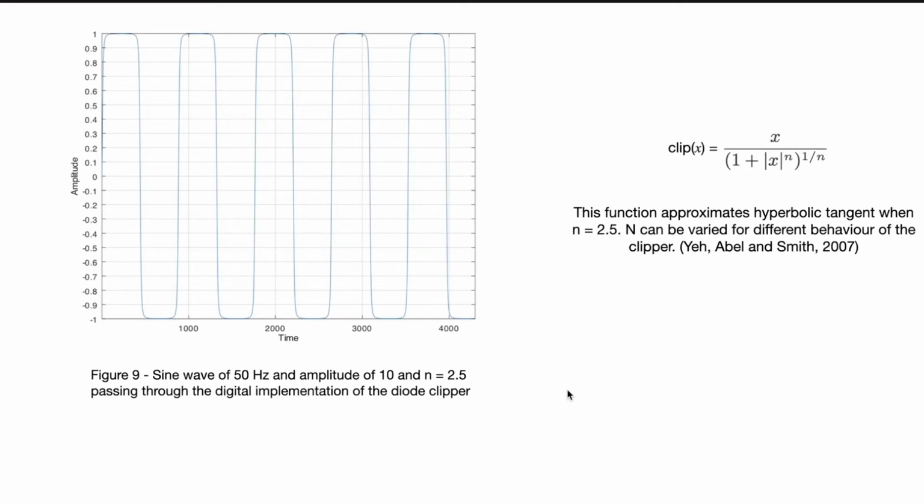Diodes are usually used to limit the voltage that exceeds a certain threshold. Due to limited computational power, their behavior cannot be mapped exactly, so an approximation will be used. This function is an approximation of the hyperbolic tangent, and the behavior can be seen in figure 9.